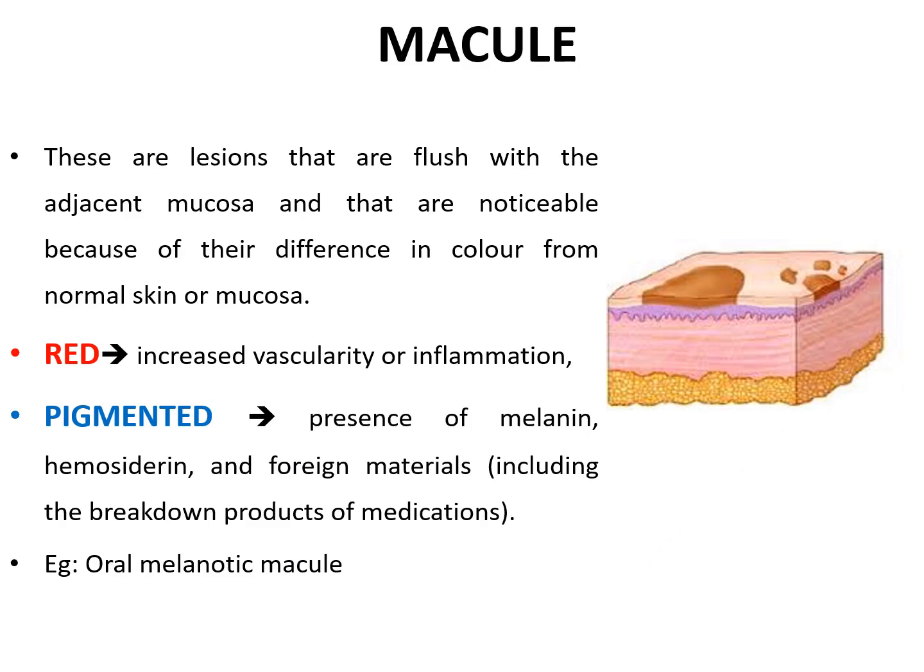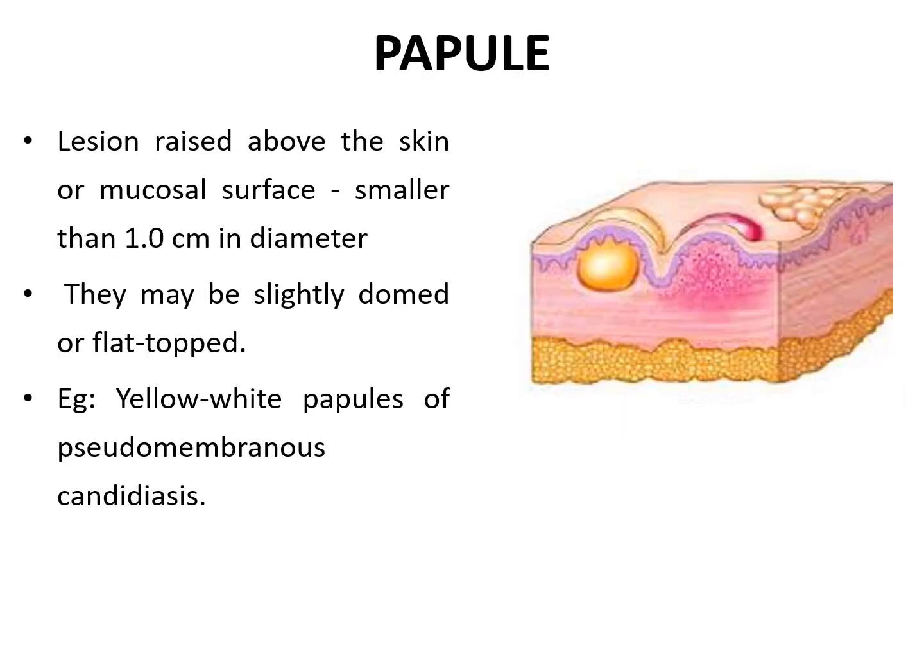These are lesions that are flush with adjacent mucosa and that are noticeable because of their difference in color from the normal skin or mucosa. They can be red due to increased vascularity or inflammation, or they can be pigmented when there is presence of melanin, hemosiderin and foreign materials, including the breakdown products of medications. Example, an oral melanotic macule.